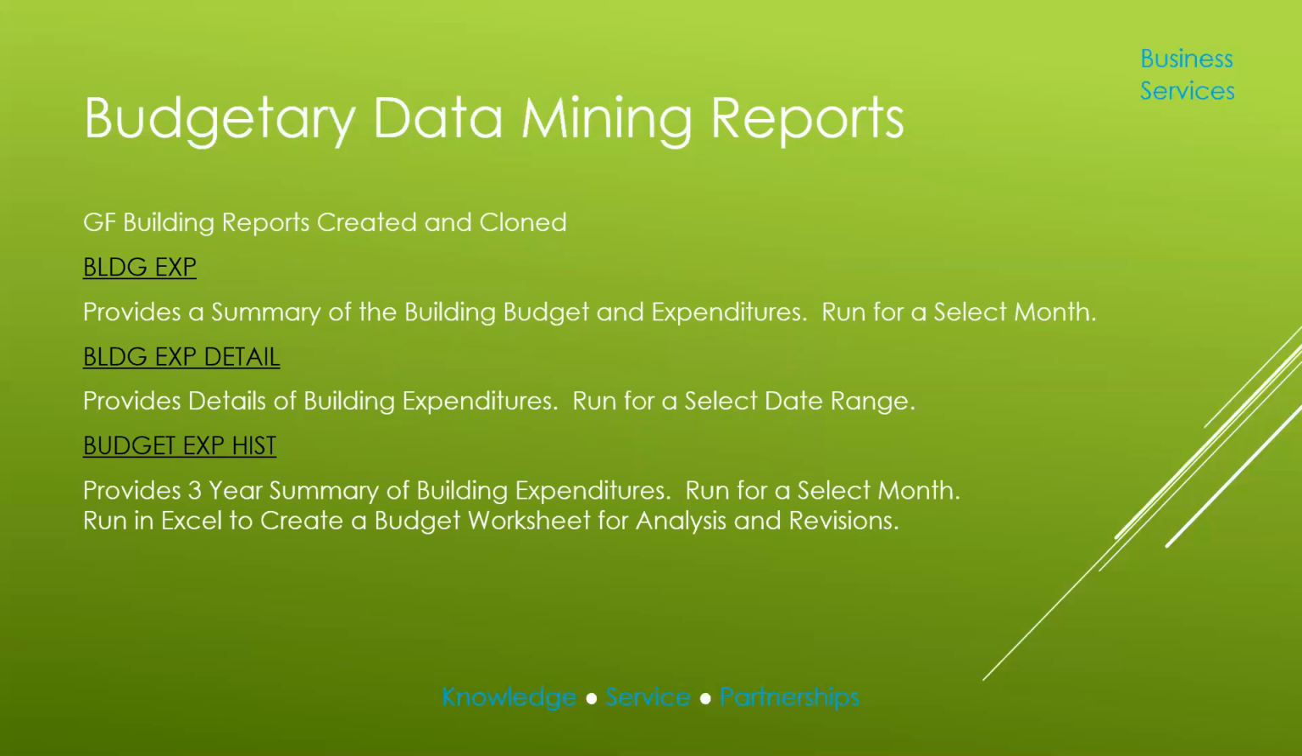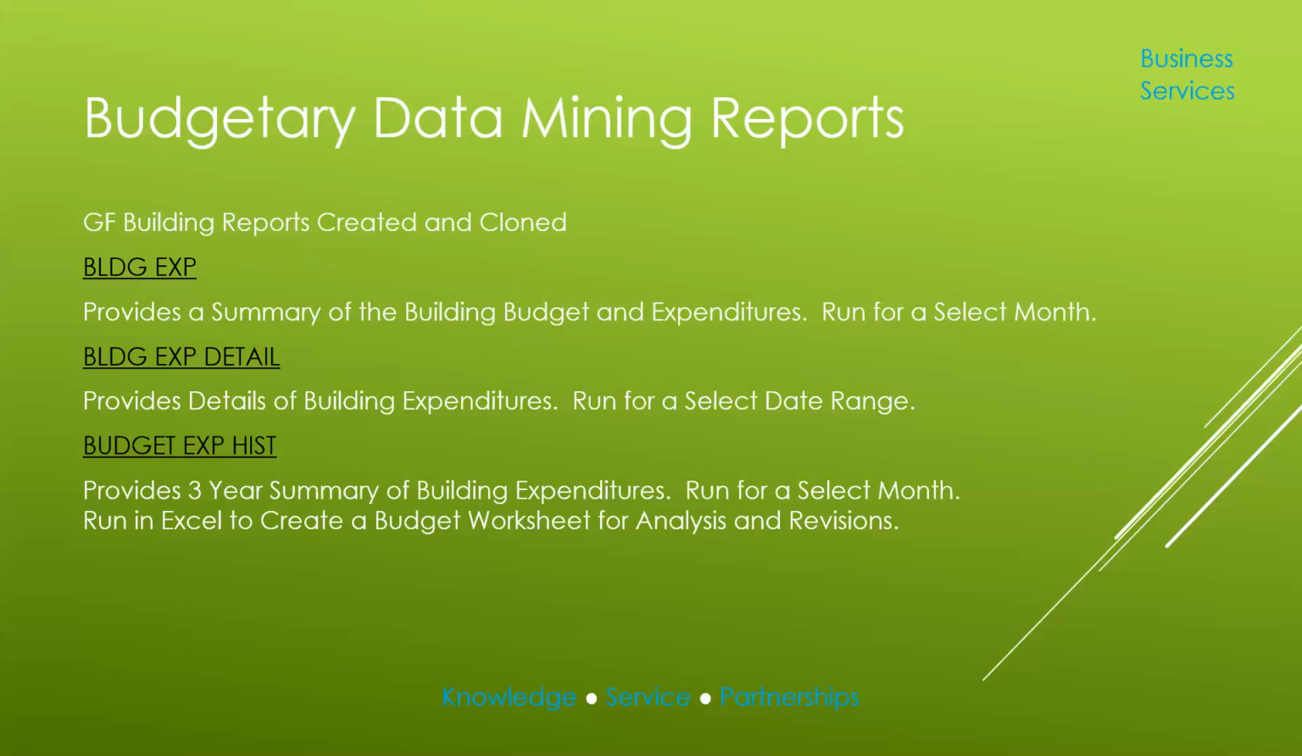So here's a list of all of the general fund building budget reports that I've created and cloned to the business secretaries. There's a building expenditure report that provides a summary of the building budget and expenditures, and that is run for a select month. There's a building expenditure detail report that provides the details of building expenditures, and that's run for a select date range. And again, if you want our fiscal year, it's going to be from September 1 to October 31.